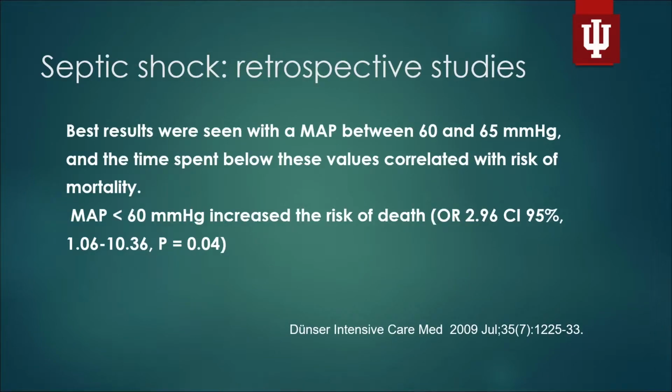Best results were seen with a MAP between 60 and 65. The time spent below these values correlated with the risk of mortality. MAP less than 60 increased the risk of death, with an odds ratio of 2.96. So clearly it made it into the guidelines.